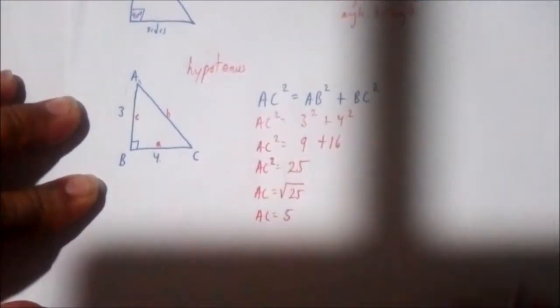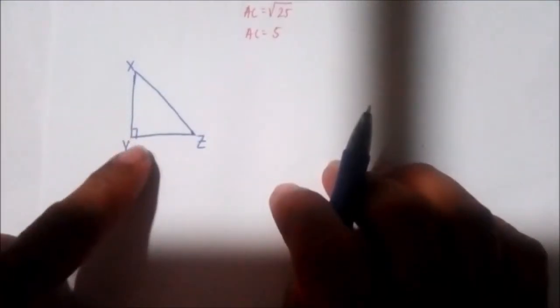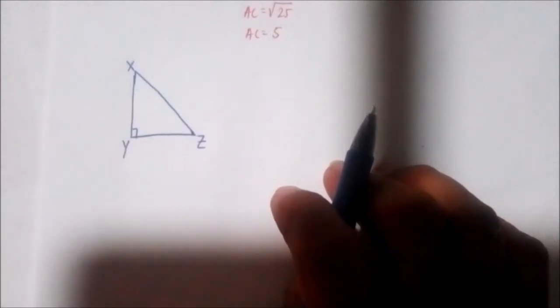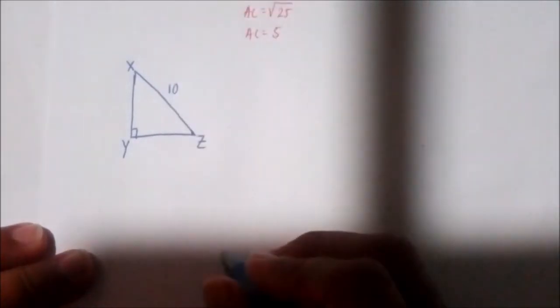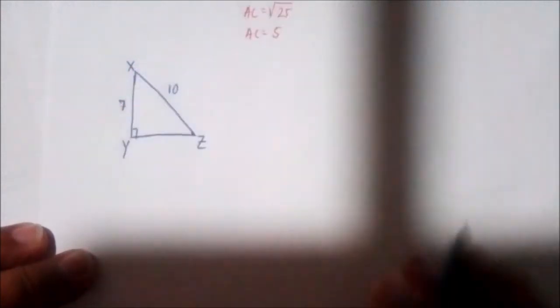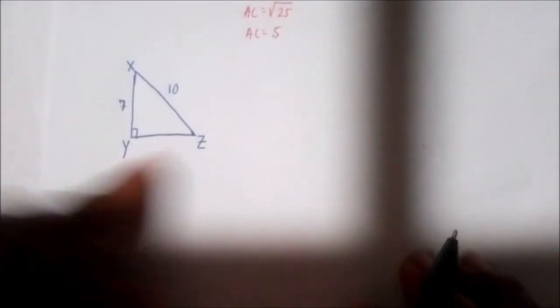Let's look at another example. Okay, and this other example is as follows. Consider a triangle. Okay, and I'm going to label this triangle X, Y, Z, where this is a right angle. That symbol represents it to be 90 degrees. So in this case, you are given the hypotenuse to be 10 and one of the lengths to be 7 units. Okay, so then how do we solve this?